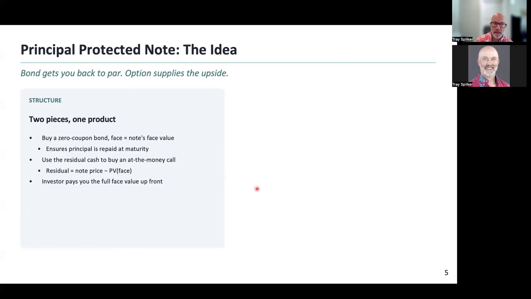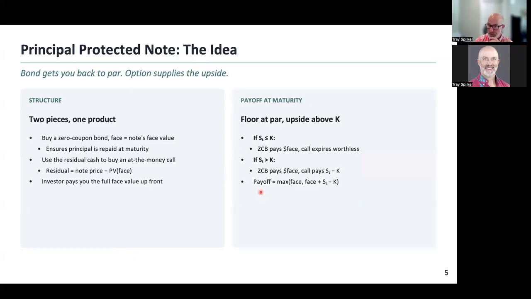So how does the payoff work here? Well, it's pretty straightforward. If the value of the market is below the face value of the bond, well, we know that the zero coupon bond is going to pay its face value of $1,000, and then the call just expires worthless. No big deal. And if the share price is above the strike price that we established on the call option, then we get the difference basically between the upside. We get the gain, as it were, the share price minus the strike price.